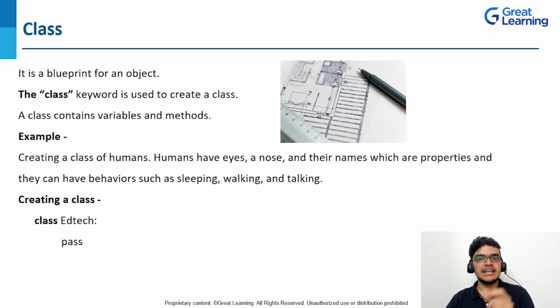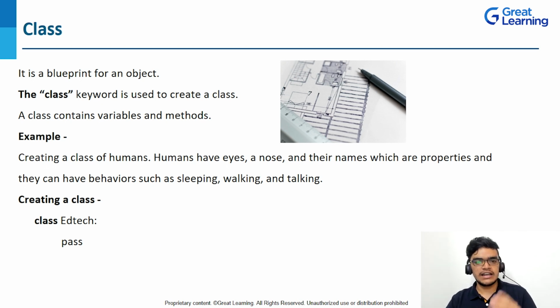Now in order to create a class, you have to write the class keyword and then the class name. Here you can see that to create a class, I have written the class keyword and the name. Here I have taken the name edtech. You can see that I have written pass here, right? If you don't write pass here, you will get an error. So in order to avoid the error, I have written pass. This class doesn't have any content.